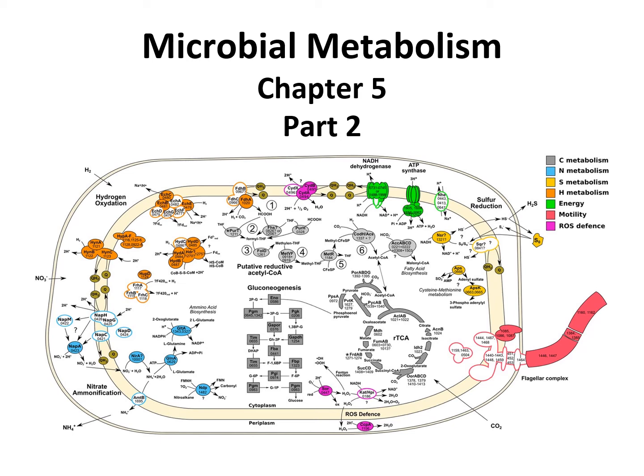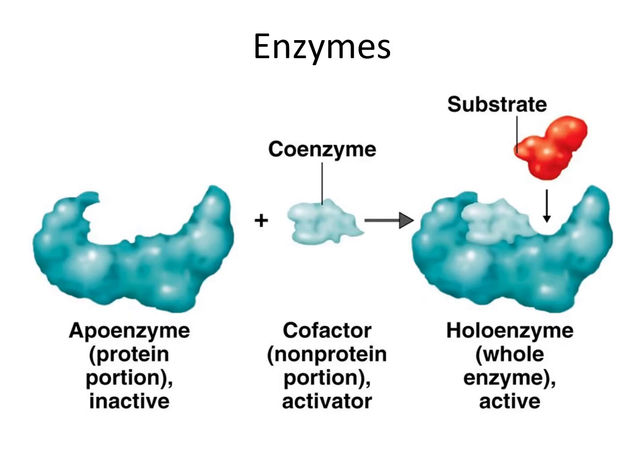This is the lecture for Chapter 5, Microbial Metabolism, Part 2. In Part 1 of this lecture, I went over the fact that cells need to be able to control their biochemical reactions. And to do this, they use biological catalysts called enzymes.